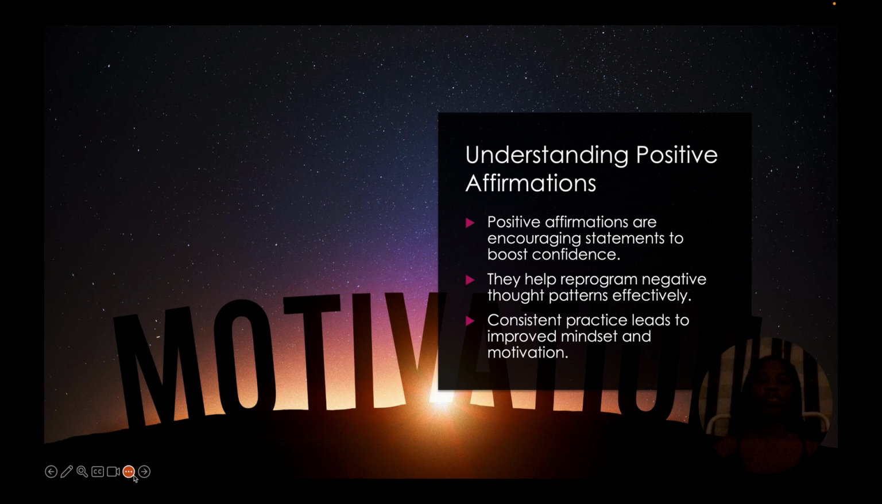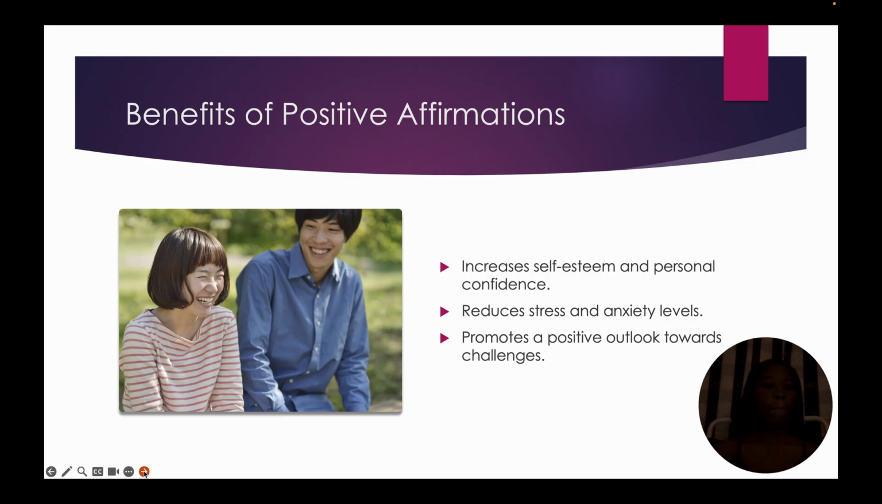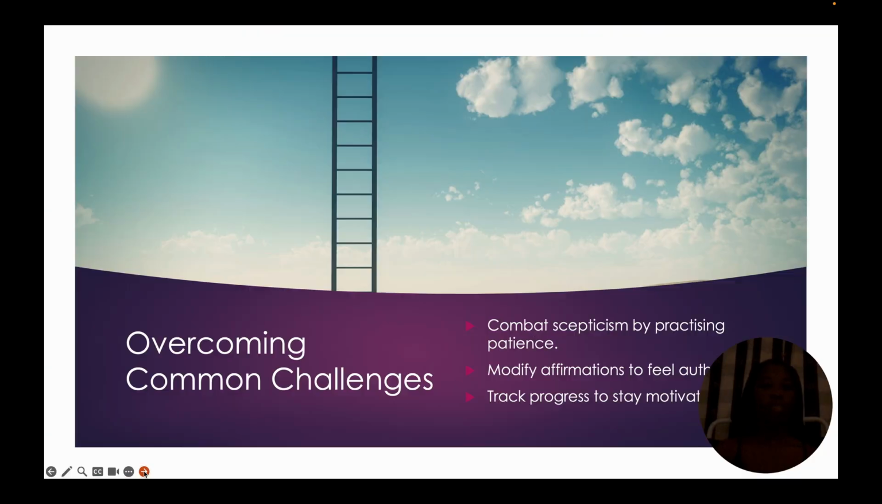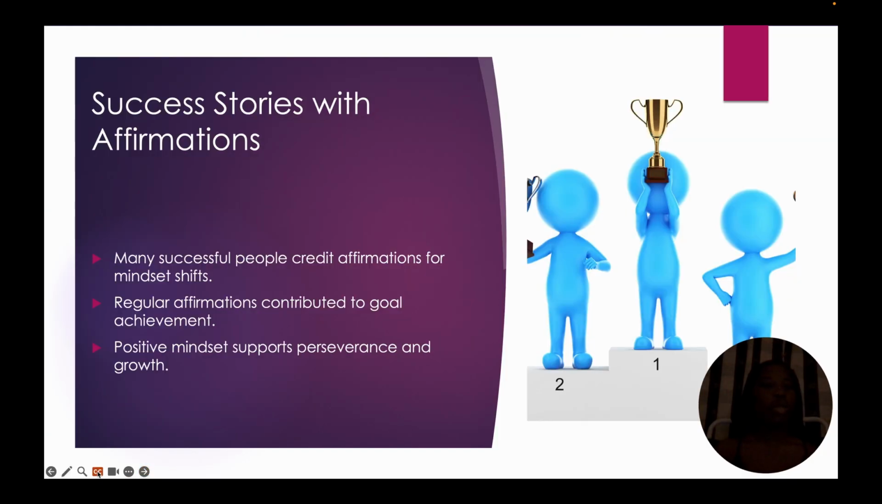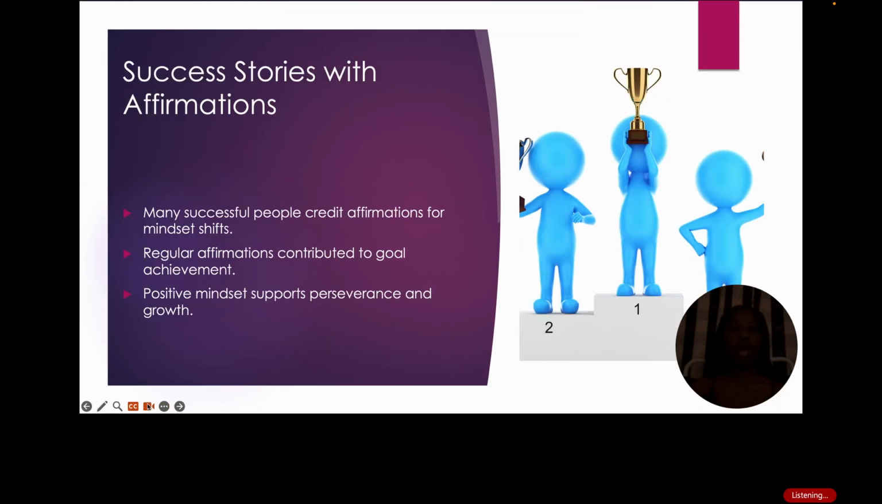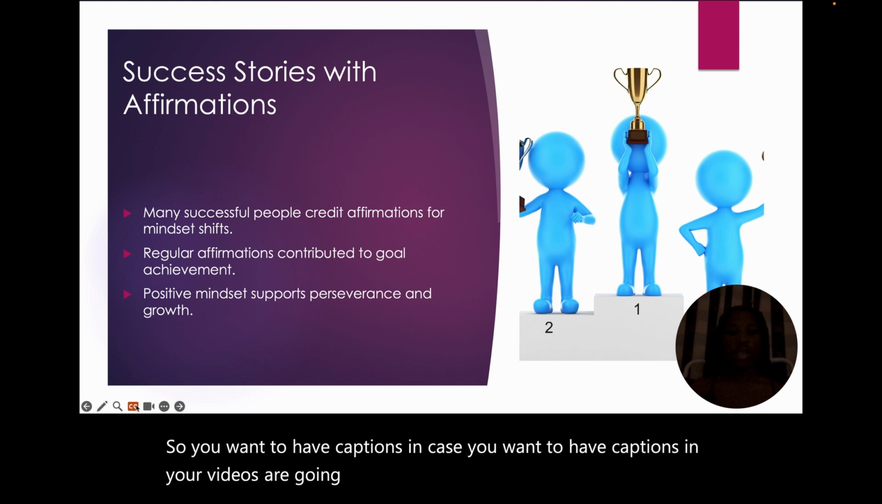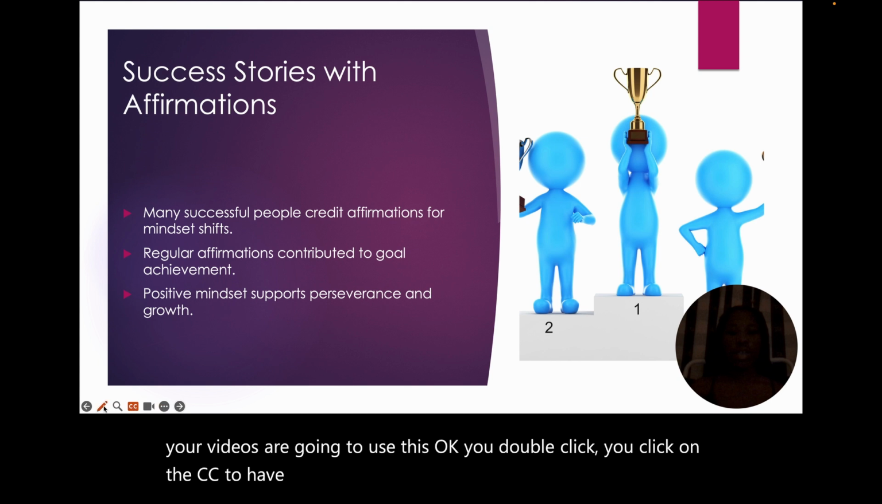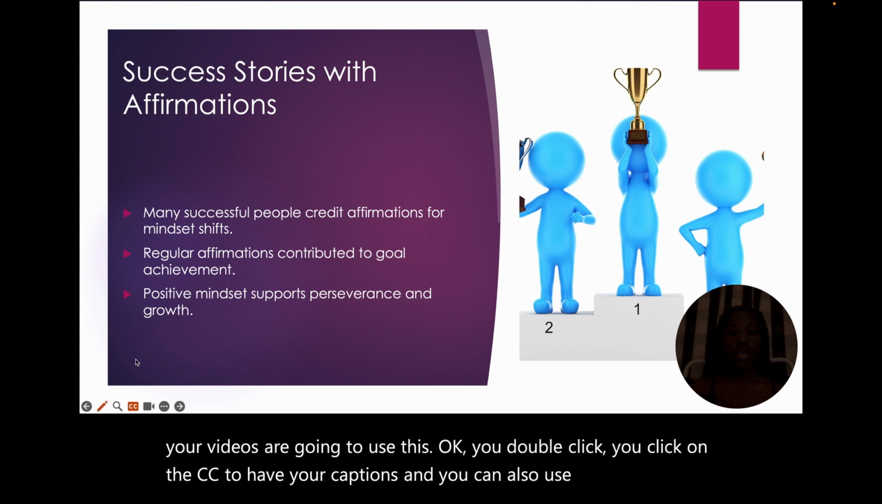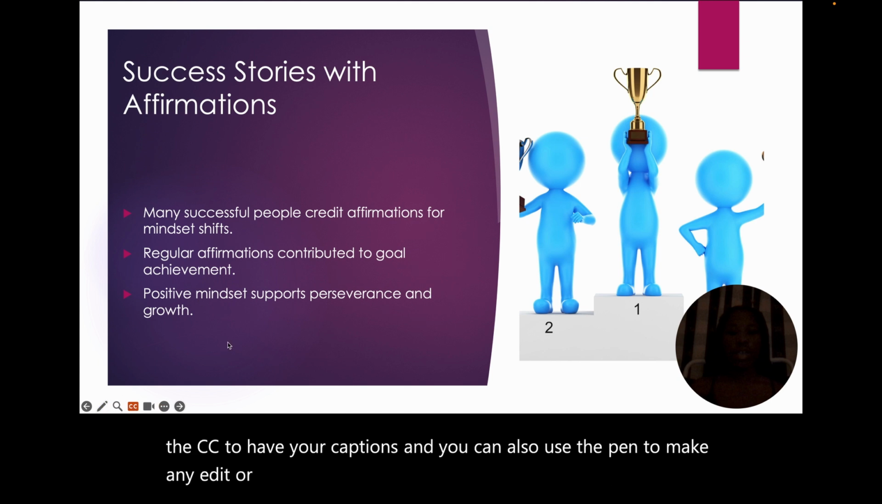You have the back arrow, we have the forward arrow that you can use. And then you can have captions in case you want captions. Let me mute this. So in case you want to have captions in your videos, you double click, you click on the CC to have your captions, and you can also use the pen to make any edit or changes to your video before posting it to wherever you want to post it to.